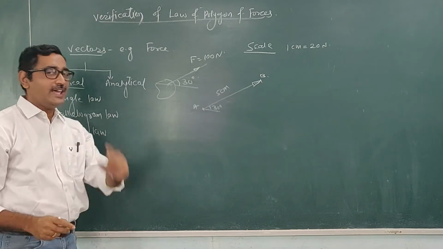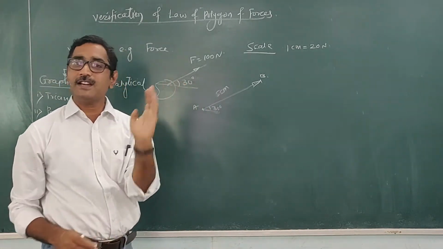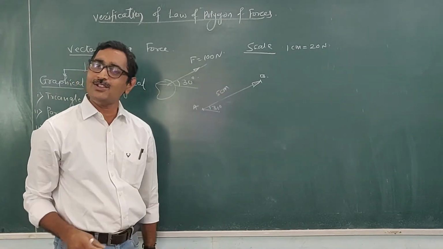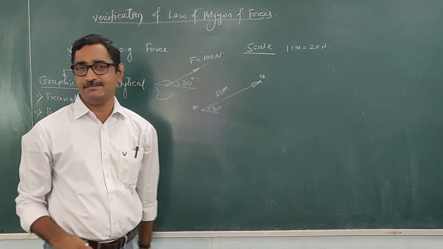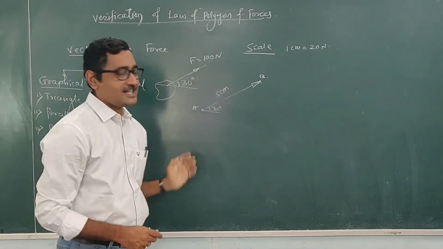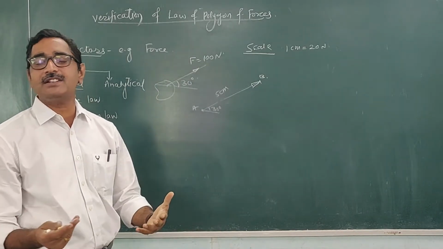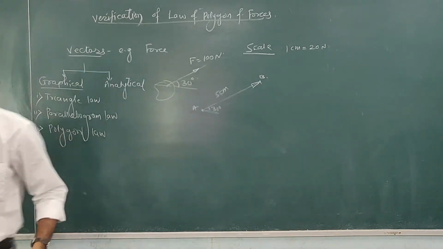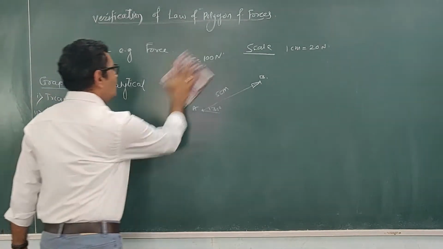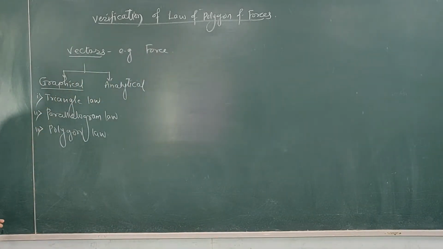So in short, to represent the force graphically, you just draw the line parallel to the line of action of that force and select a suitable scale to represent its magnitude. Here I have taken the example of force. In a similar way, you can represent velocity, acceleration, displacement in vector form. This will be required for the graphical addition of the vectors in triangle law, parallelogram law and polygon law.